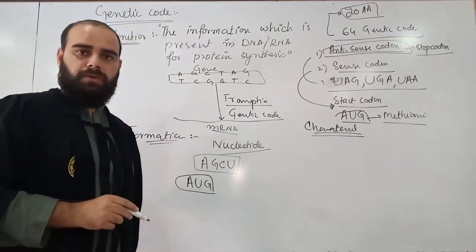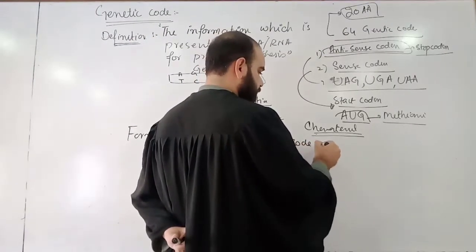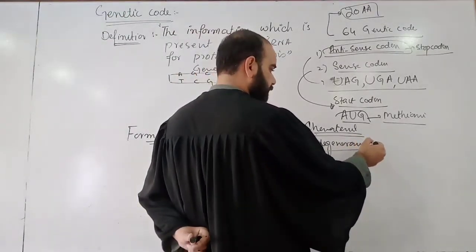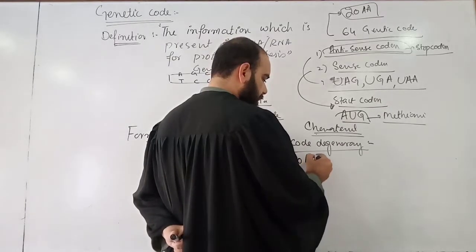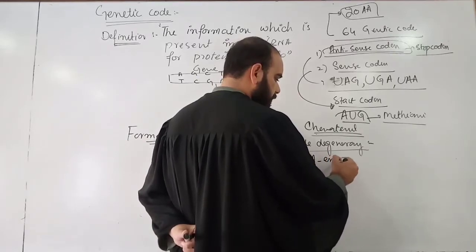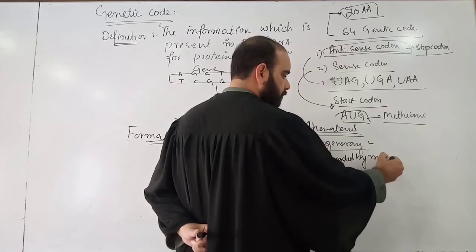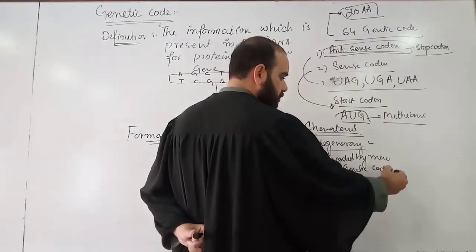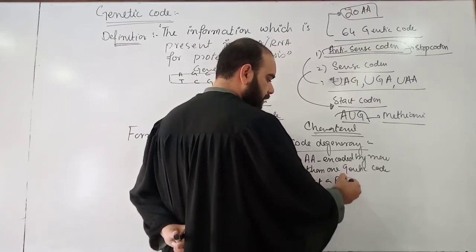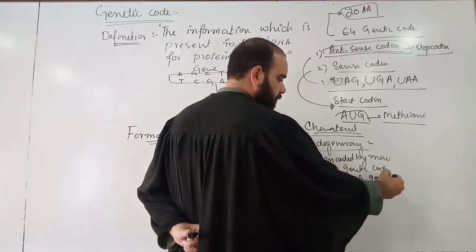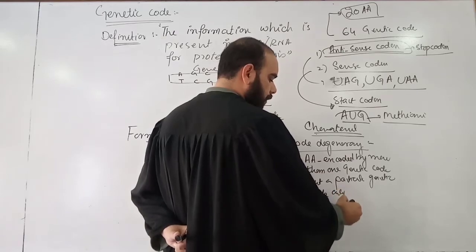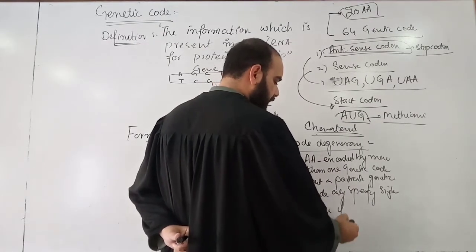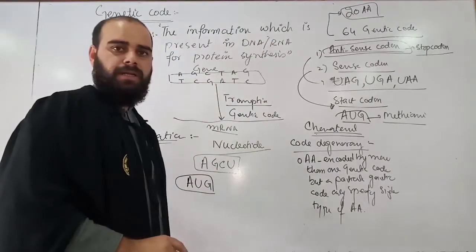Now, the characteristics of genetic code. First, code degeneracy. Code degeneracy means a single amino acid can be encoded by more than one genetic code, but a particular genetic code only specifies a single type of amino acid.